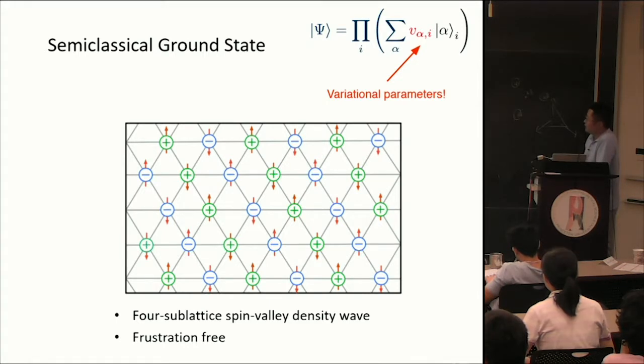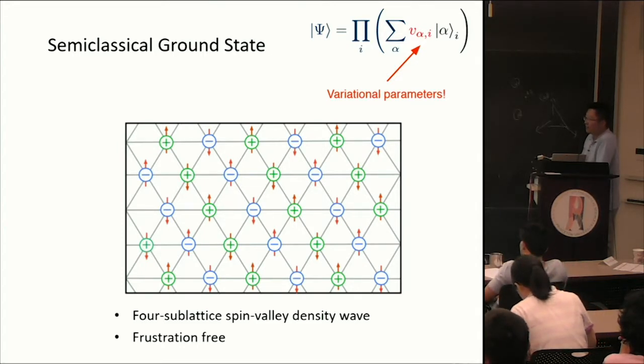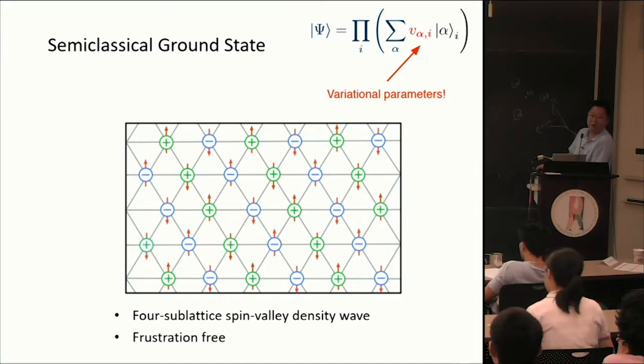But interestingly, because this is a two-orbital Hubbard model, there are four possible states to choose from. It's possible, and this is shown here, it turned out that the ground state energy is minimized at every bond. So it's actually a frustration-free problem.